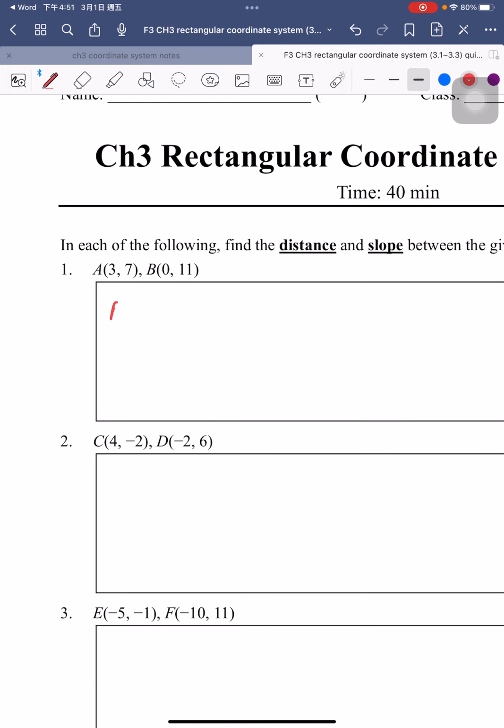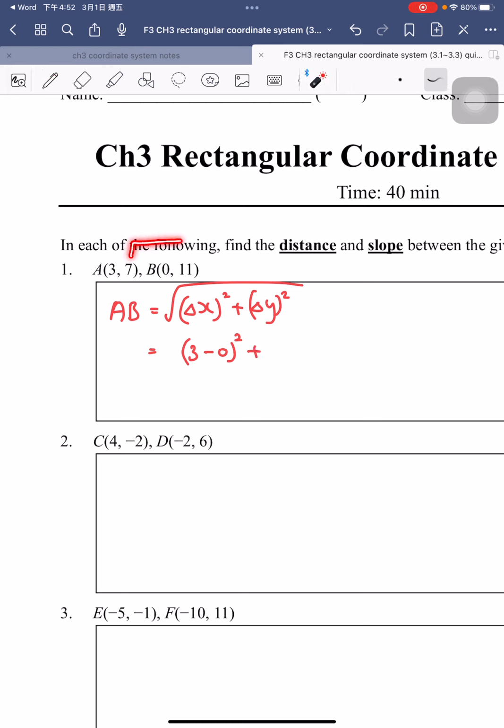First of all, AB is going to be equal to the square root of the change of x squared plus the change of y squared. The change of x means we consider the x coordinates and find the difference between them. So that's going to be 3 minus 0 squared, plus 7 minus 11 squared, and we take the square root. So 3 minus 0 gives you 3, so 3 squared, plus 7 minus 11 giving you negative 4 squared. And then we take the square root.